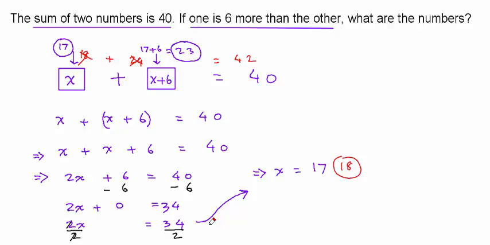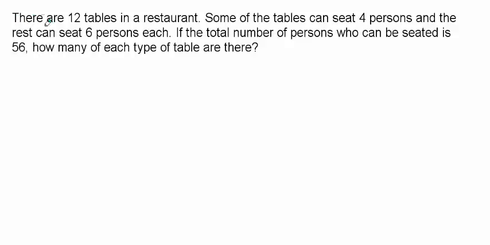Okay, let's try another one. There are 12 tables in a restaurant. Some of the tables can seat 4 persons and the rest can seat 6 persons each. If the total number of persons who can be seated is 56, that's the total number of persons who can be seated, how many of each type of table are there? So we need to find out how many 4-seaters and how many 6-seaters there are.